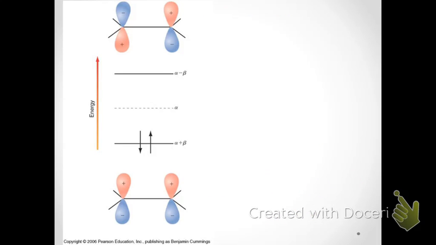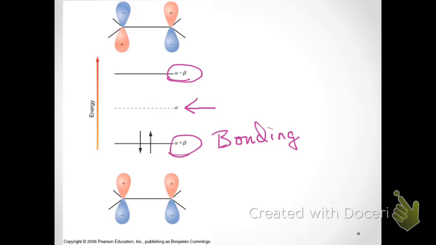Here we have the energy level diagram showing the two pi orbitals in the case of ethene, alpha plus beta being the lowest energy, alpha minus beta being the higher energy. Alpha here represents the energy of the atomic orbitals by themselves. So alpha plus beta is a bonding orbital, and alpha minus beta is an anti-bonding orbital because its energy is higher than the energy of the atomic orbitals.